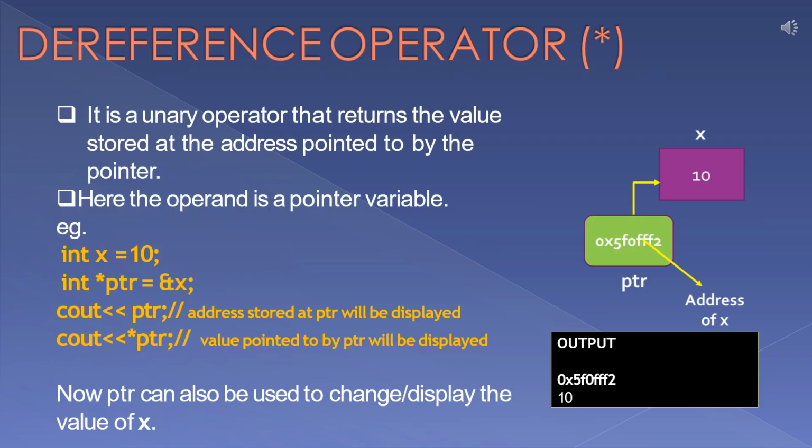In the same example, if you print the value of ptr, it will give the address. You can see in the output, the address is printed. In the second cout statement, you have star ptr. Star here is used as the indirection operator. It gives you the value at that particular address. ptr has the address of x, so the value at that address means it will print the value of x. You can see in the output 10 is printed.